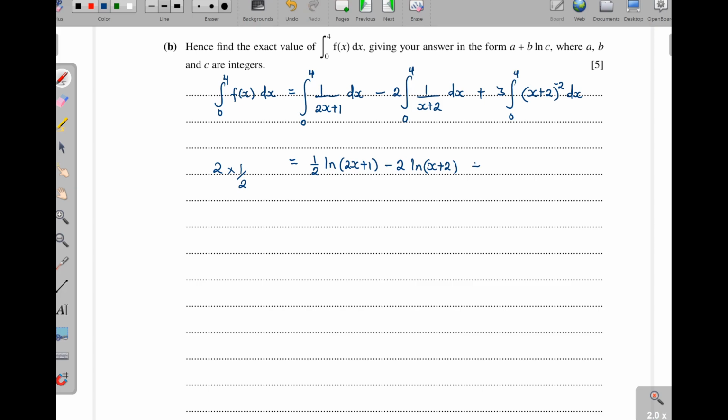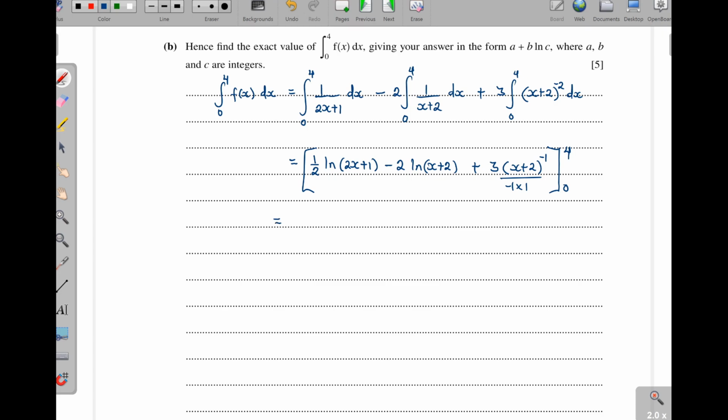And then here we have a 3. Then here we shall increase the power by 1. Then it becomes x plus 2 to the power of negative 1. Then divide by the new power. Then times the derivative of this one. The derivative of whatever is in here is 1. So like that. Then we put the limits, 4 and 0. Then we can put the limits now.